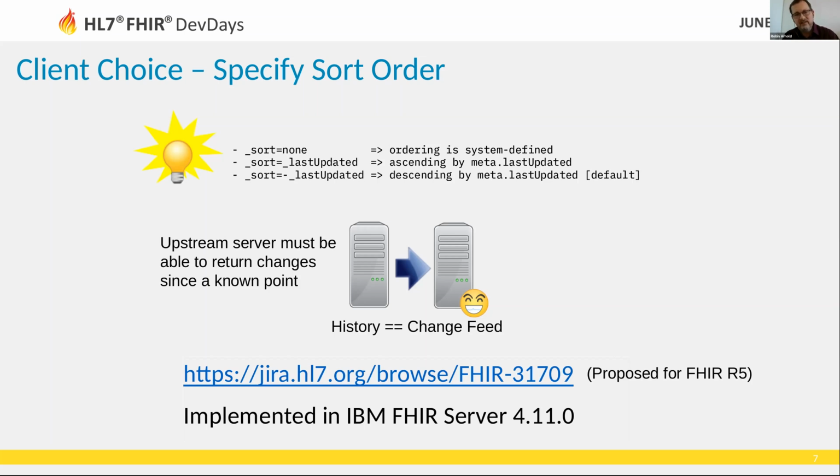So the idea is that the client can now pass in a sort parameter, and you have 3 options. If the sort is none, then the ordering is system defined, and a system can leverage that if they've got a certain kind of way of ordering resources. You can either have ascending or descending sorting based on the last updated timestamp. The default there is the current behavior, which is the R4 behavior, which is sorting basically by descending timestamp for last updated.